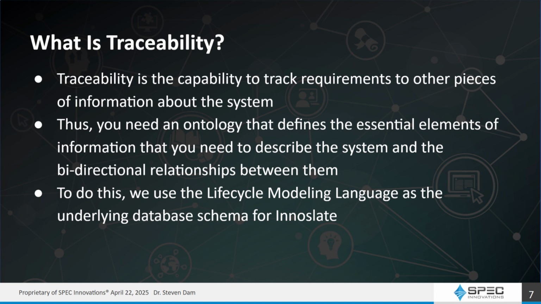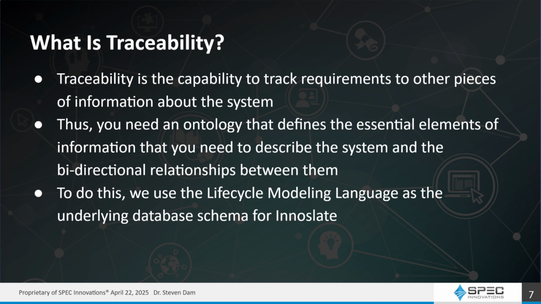Traceability, again, is something that everybody pushes really hard, and they talk about requirements traceability heavily. But the key is you're tracking the requirements to every piece of information in the system, and those other elements of information are all connected to each other too. That's why you need an ontology that helps you define what we call the essential elements of information that you need to describe this system. We used to have a term called EEIs. Maybe you've heard that term before. That's a good way to characterize what we're trying to do for the system.